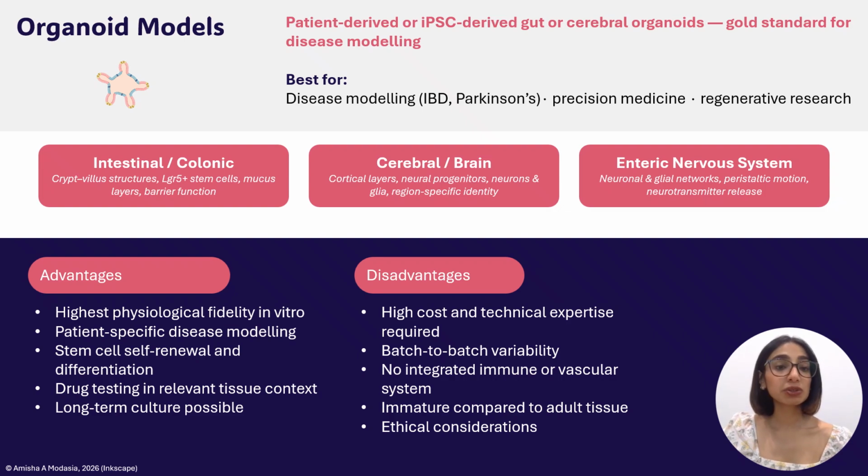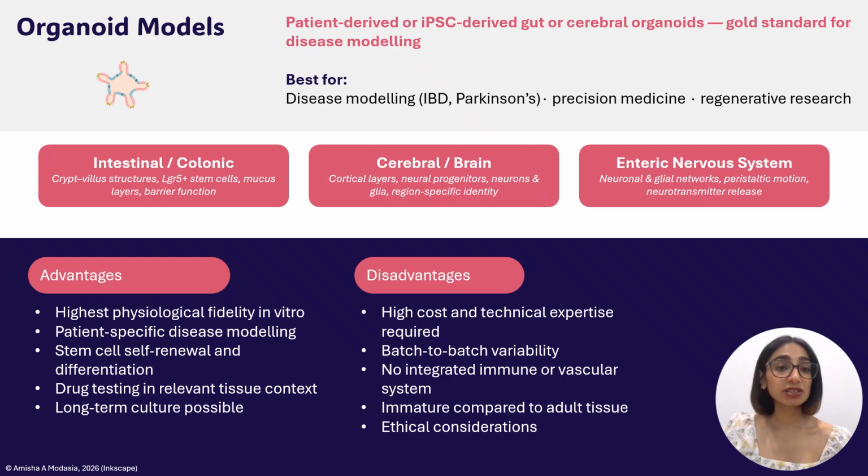Intestinal and colonic organoids form villus crypt structures with LGR5 positive stem cells, a functional mucus layer, and a measurable barrier. Brain or cerebral organoids develop cortical layers, distinct neuronal subtypes, and region-specific identities, though they remain somewhat immature. And enteric nervous system organoids contain functional neuronal and glial networks capable of generating peristaltic-like contractions and releasing neurotransmitters.